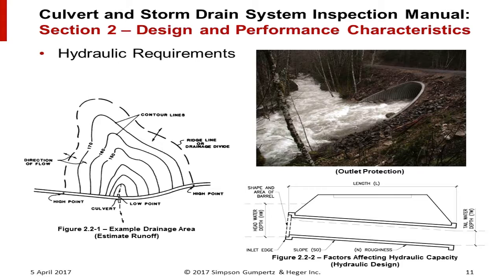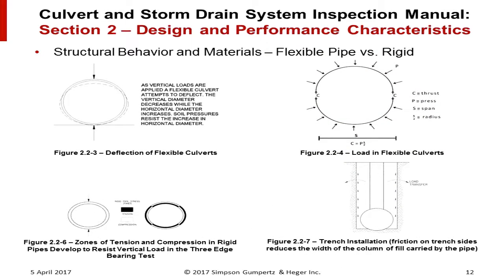So hydraulic requirements, as I discussed. So this is basically a primer on inlet versus outlet control, how the hydraulics of a culvert essentially work, and how some of the distress factors that we're asking culvert inspectors to look for can affect the hydraulic performance of a culvert. Again, structural behavior, we're talking about primarily flexible versus rigid, because distress characteristics of the two types will show up differently.